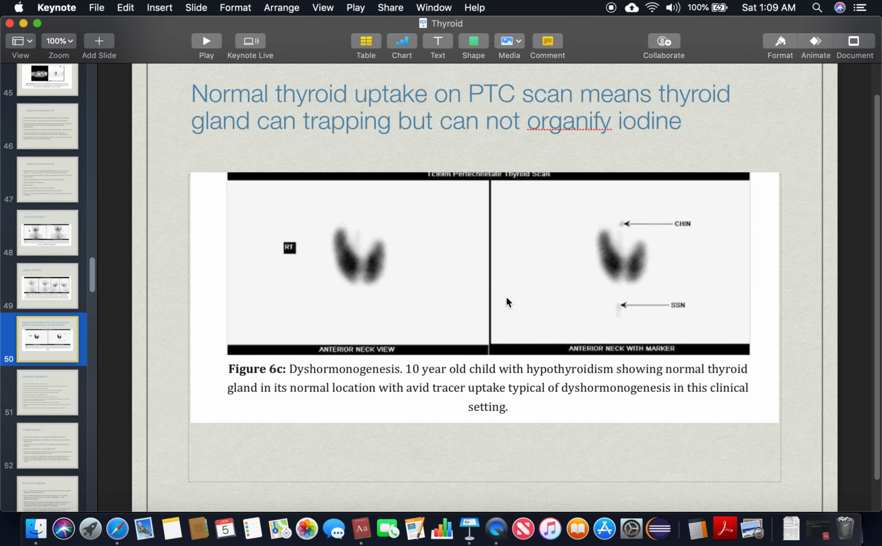All right, this is an example of a person with normal thyroid uptake on a pertechnetate scan. That means it is in a normal location, with avid uptake. So this would be consistent with dyshormonogenesis. I mentioned that normal thyroid uptake on a pertechnetate scan means the thyroid gland can trap, but if this was repeated with iodine 123, you would find that there is no uptake, and that is because the gland is not able to organify the iodine.